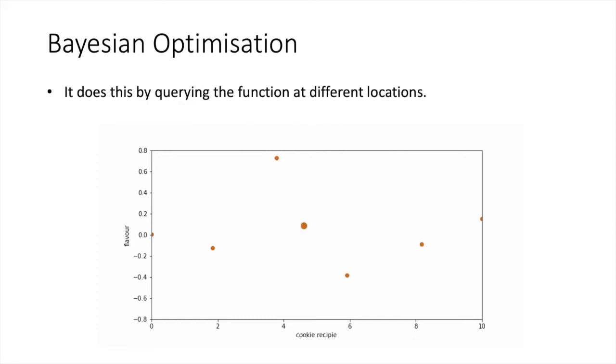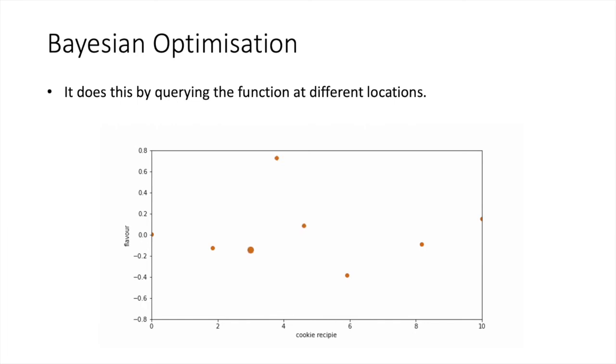What we do instead is query the function at different locations. This is represented by the animation. We can think of the x-axis as consisting of different recipes. We are trying to maximize the flavor, so we're trying to find the recipe that gives us the best flavor. Now, since baking a batch of cookies is expensive because it takes a long time, we want to get the maximum flavor with as few queries as possible.